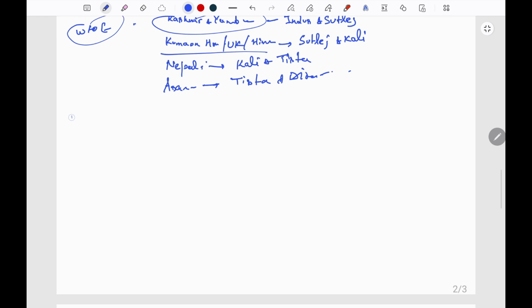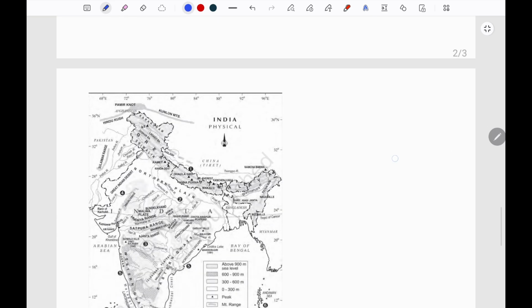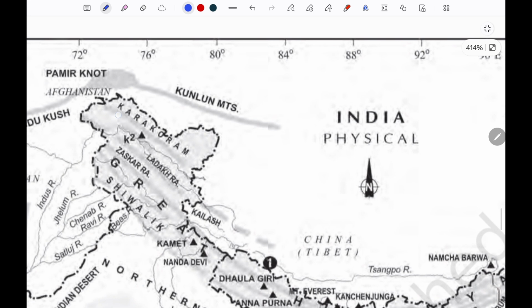Now starting with the Kashmir Himalayas. It contains a series of ranges such as Karakoram, Ladakh, Zaskar, and Pir Panjal. And they are in the sequence of their arrangement in the north to south direction, that is Karakoram, Ladakh, Zaskar, Pir Panjal. You can also look at it on the map. This is Karakoram, Ladakh, Zaskar, and Pir Panjal is here.